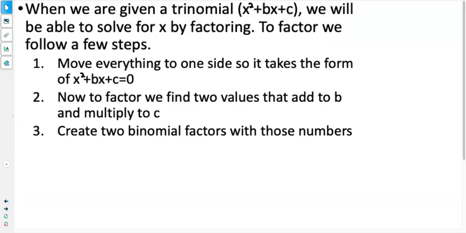We want to move everything to one side of the equation, so it takes the form of x squared plus bx plus c. You'll note that our x squared term is positive. We always want the squared term to be positive when factoring. Then to factor, we find two values that multiply to be our c value and add to be our b value. We then create two binomial factors with those numbers.